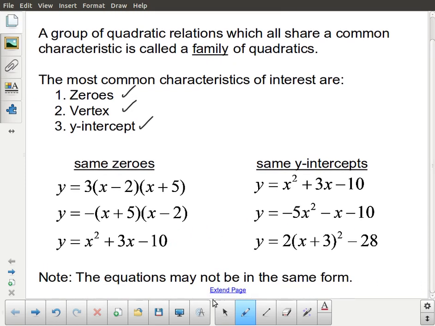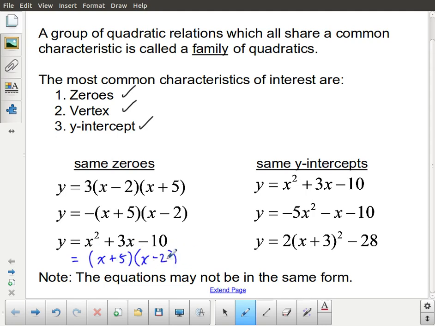And so at this point, I need you to make note of the fact that they don't have to be in the same form. One of the things that we've developed in our lessons and discussions about quadratic relations is how to move between forms. In this case, standard form. To move from standard form to factored form, we perform what's known as factoring. And in this case, if we factor this, what are two numbers that multiply to negative 10 and add to positive 3? And those numbers are x plus 5 and x minus 2.